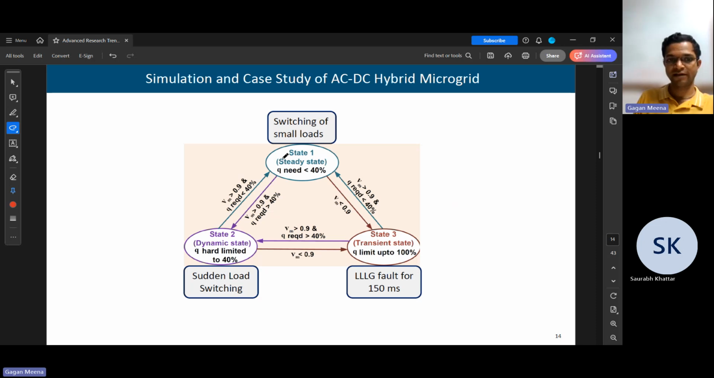So here we have three states. State 1, which is a steady state. Here the requirement of reactive power is less than 40% of the rated reactive power which these devices can provide. More than that is not required in steady state. With 40% also we can work. The transient state requires 100% of reactive power. This is when there is some fault. Let's say there is a triple LG fault.